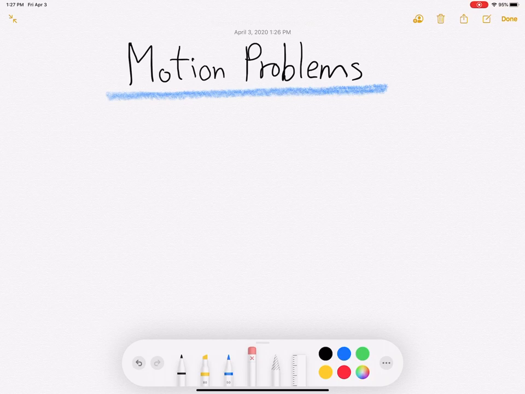Today I explain motion problems. You already learned motion problems when you learned derivatives last semester, but I focus on integrals today, okay? Let's start.